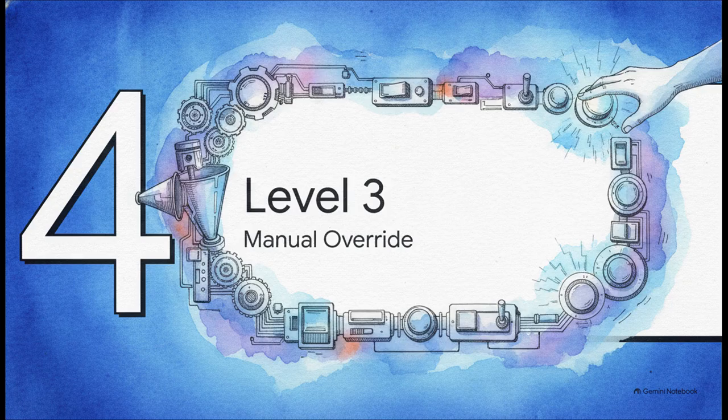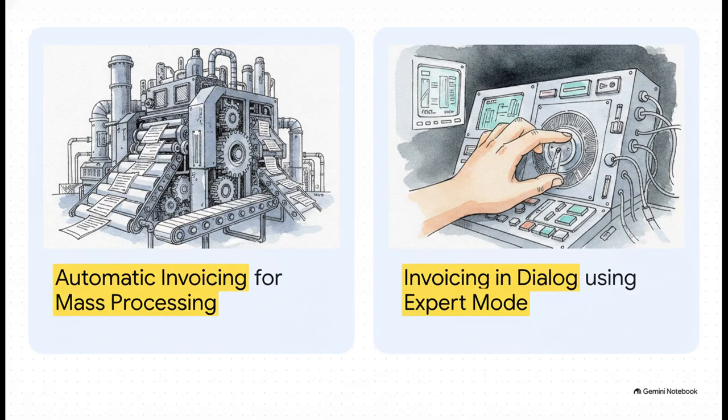Finally, we've reached Section 4, Level 3. Manual override. I like to think of this system as operating in 2 distinct modes. On one hand, you have your automatic mass invoicing that's running incredibly fast, smoothly, and rigidly in the background. On the other hand, you have invoicing in dialog. This is where you execute individual creations using transaction FKINV_S. When you run this in expert mode, that granular control we've been carefully building up through levels 1 and 2 is finally unleashed for individual exception handling.